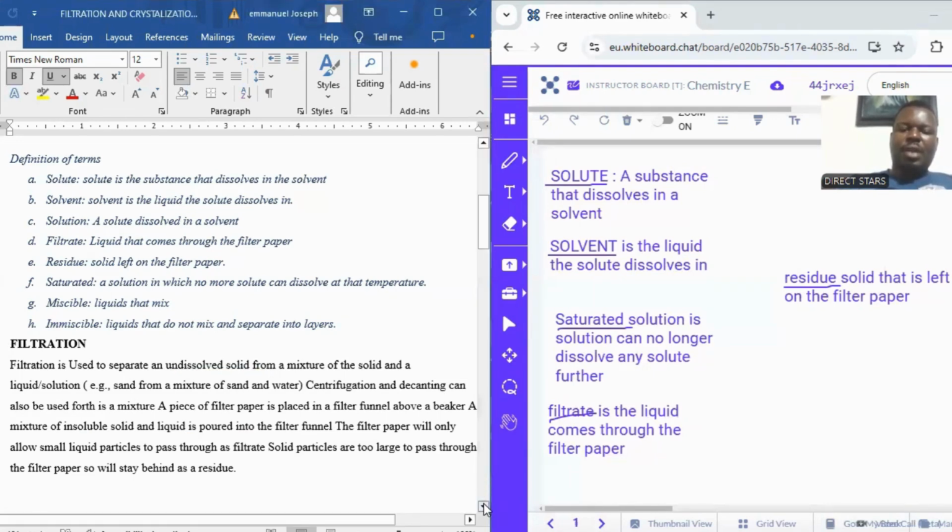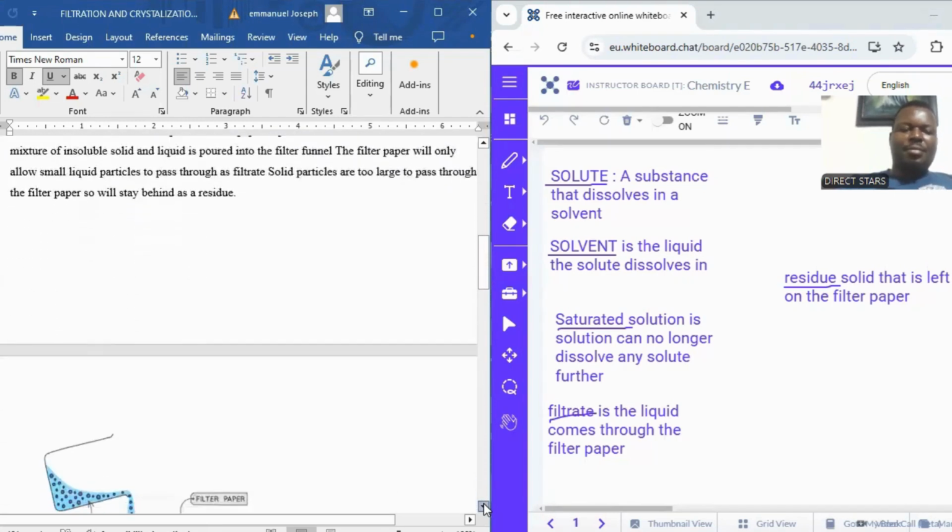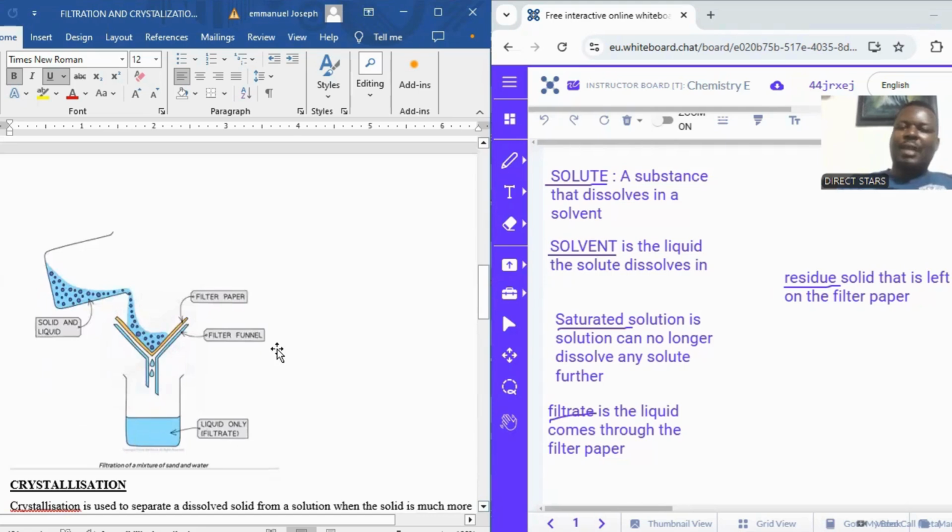Let's look at this diagram, and that will facilitate our understanding of what we have been saying. So the filter paper is folded. I taught you how to fold the filter paper the last time. Filter paper is round. You fold it into 4, first as a semicircle, and then as a quadrant. And then you make a cone out of it. Place it in the funnel before pouring the mixture.